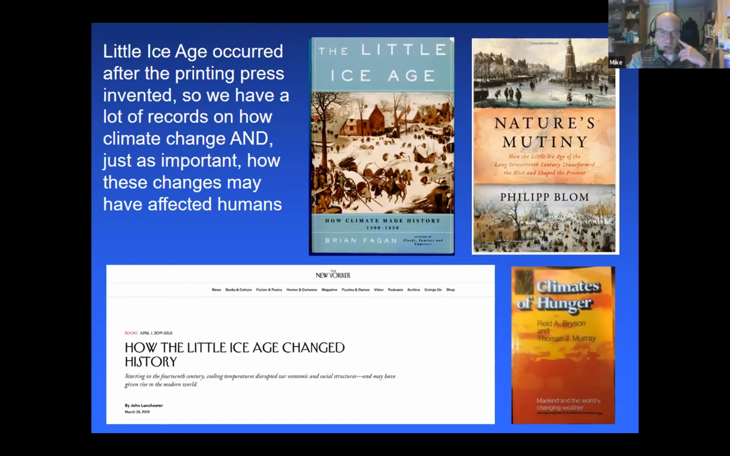But these are just three examples I was looking at this morning. These books are recent. They were written in the last few decades. The lower right was a New Yorker article in 2019, which was reviewing this book on the upper right. And they all go through some of the documentation of the last few centuries, how climate changed and how it affected society. This book, Nature's Mutiny, I haven't read it. I actually just discovered it this morning when I was preparing the lecture. But apparently the author presents a case that our civilization today has been strongly determined by the climate changes during the Little Ice Age of the last few centuries. And I'll mention some of those changes in today's talk.